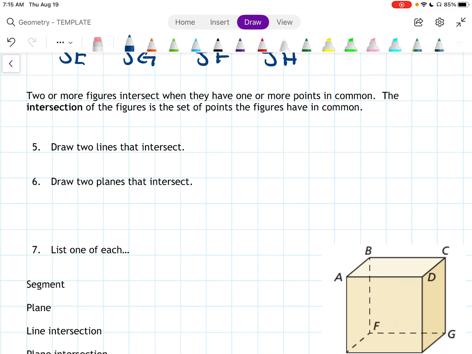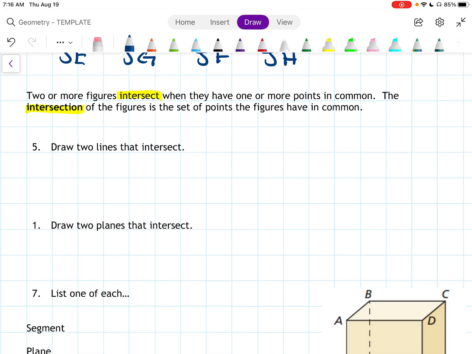Next up, definition. 2 or more figures intersect, and that's our fancy word, intersect, when they have 1 or more points in common. We know what an intersection is, right? Think of a road intersection. The intersection of the figures is the set of points that they have in common, okay? The intersection happens at the intersection. It's kind of weird to define that.